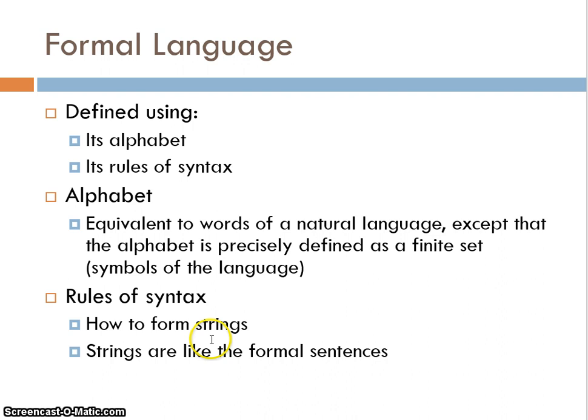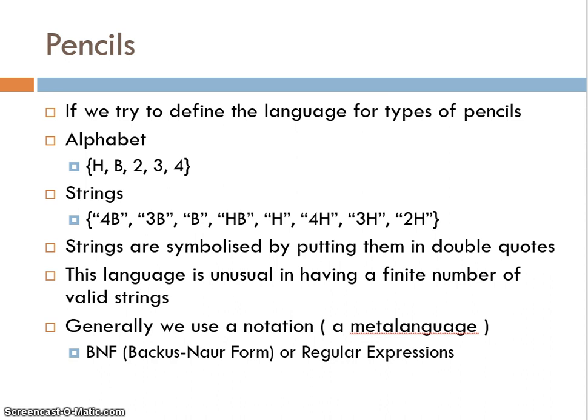Now we've got the rules of syntax. How do we form these strings? As an example, let's think of pencils. You can get all kinds of pencils: HB, 3B, 4B, 3H, lots and lots. I've just given a subset of some pencils; this isn't exhaustive. But the alphabet used within pencils is H, B, 2, 3, 4. And the valid strings are a combination of some of these: a 4B, a 3B, a B, HB, H. Strings are symbolized by putting them in quotes, and this is an example of having a finite number of valid strings.